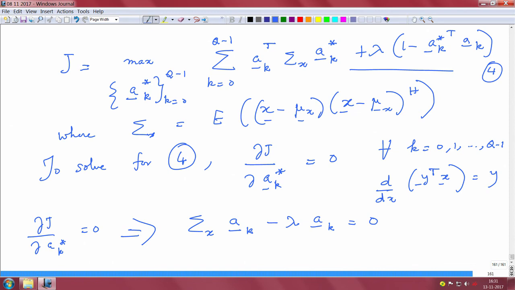And this is our eigenvalue equation. So all we did is pose the solution to the linear transformation in the framework of optimization subject to certain constraints. This is basically a constrained optimization problem, and then we land up with the eigenvalue equation.